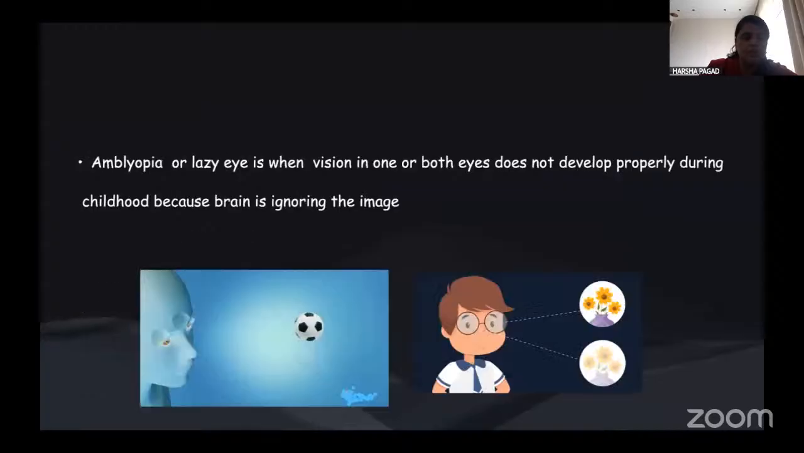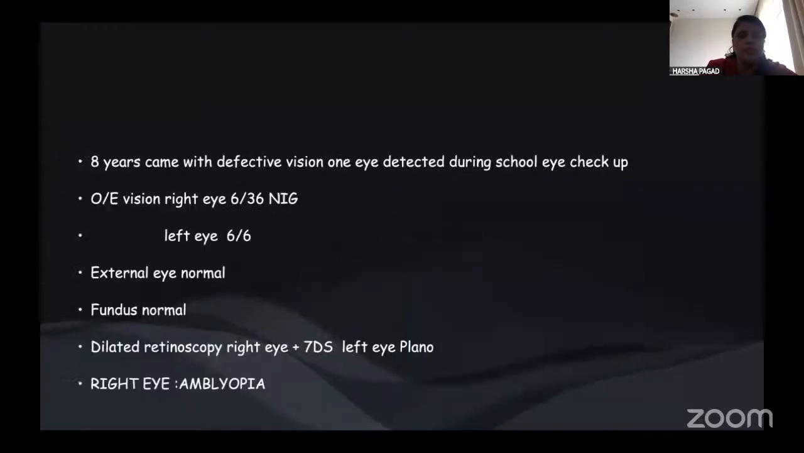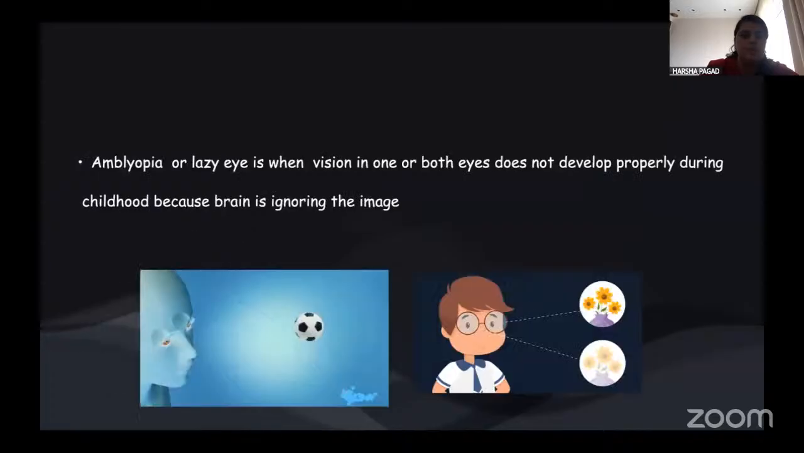So the next patient is an 8-year-old child with defective vision detected during a school eye checkup. External eye, everything is normal. Even after giving glasses, the child's vision is not improving. So what is this condition? This is called amblyopia or lazy eye. Even with the proper refractive correction, the child is still not able to use the vision completely in that eye.